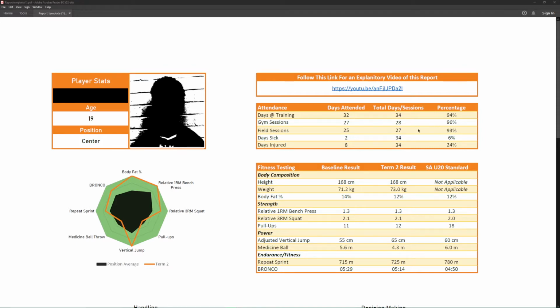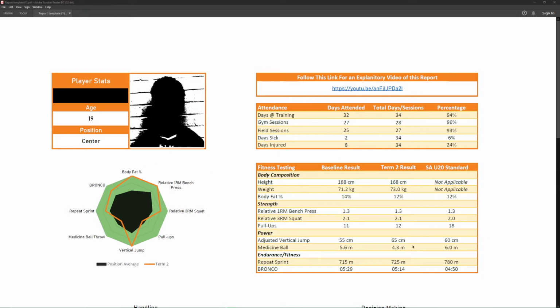Of those 34 training days, there were 28 gym sessions and 27 field sessions, of which he scored 96% attendance and 93% attendance. Of the 34 training days, he was injured for 8 of those days, which means 24% of the time he had an injury. And of the total sessions, 34, he was sick for 2 of the days, and that gave him a score of 6%. Moving down, we have our testing.